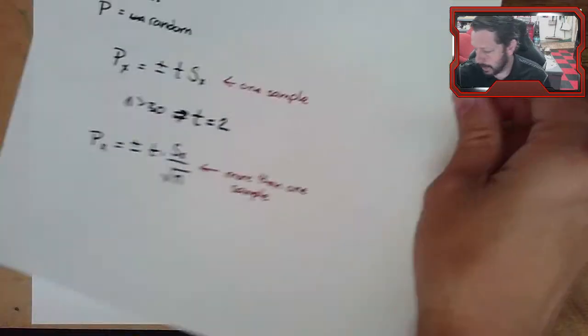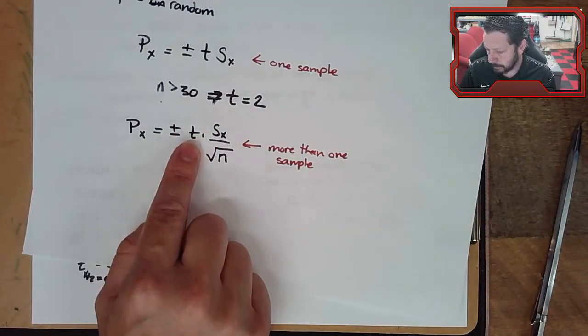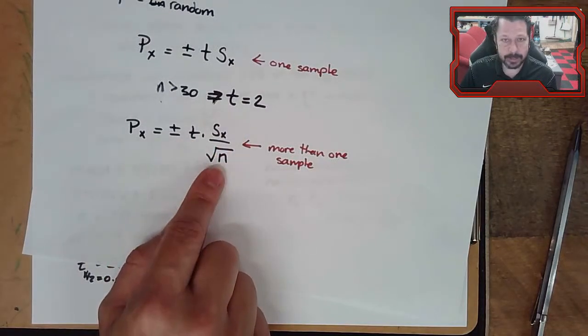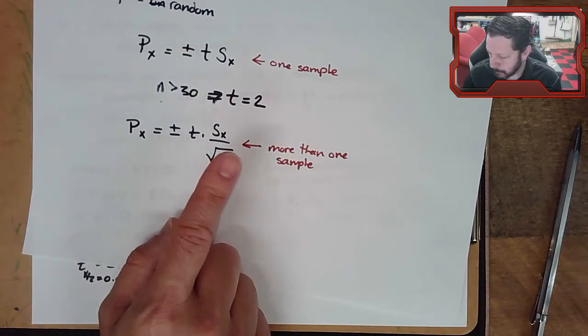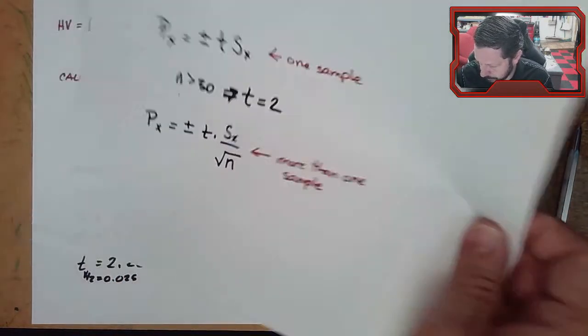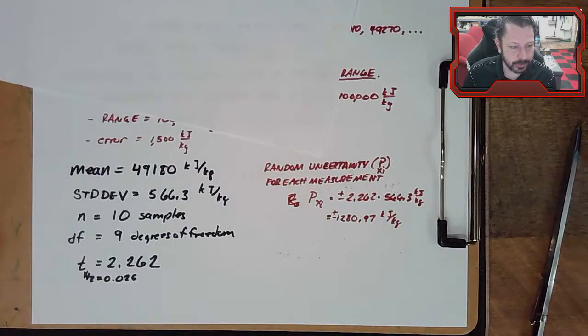So that's this equation where we have the same t value, we have the same standard deviation, except now we get to divide by the square root of n. This isn't degrees of freedom. Some people will actually make that mistake. This is n, the number of samples, so square root of 10. So it's obviously going to be smaller, right? Because it's divided by square root of 10, where this number is not.